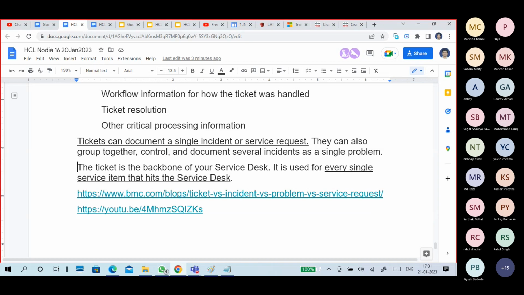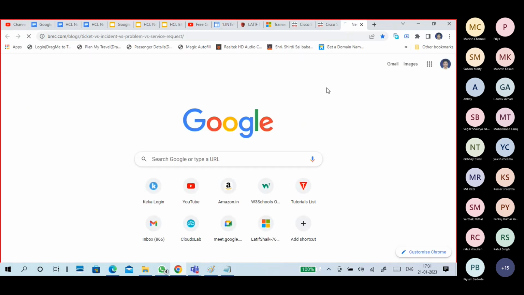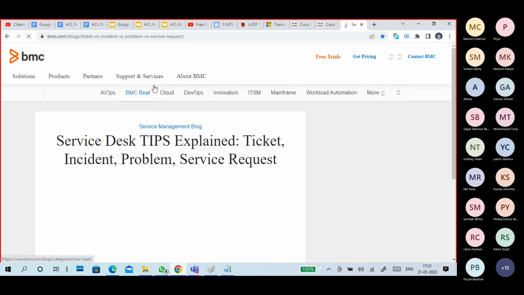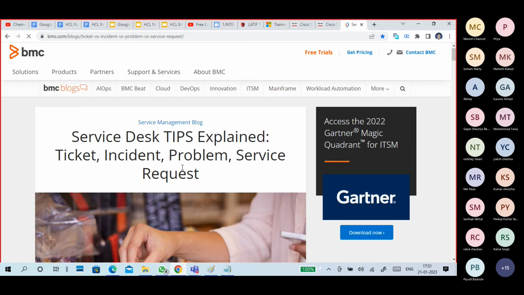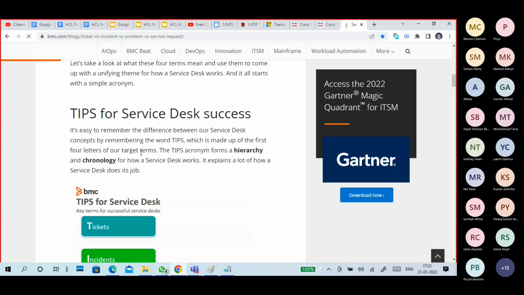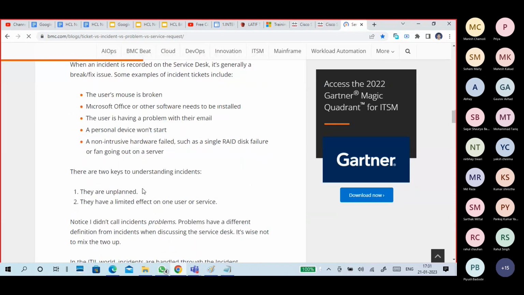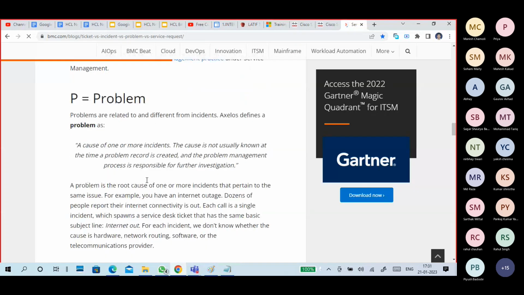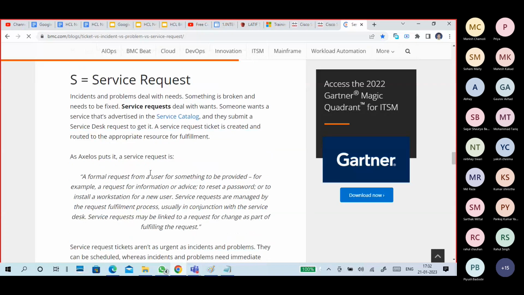Guys, BMC Remedy is one of the very big organizations, and they provide ITSM solutions also, and a lot of solutions are there. I'm talking about ITSM. I already shared this link. It tells you what is a ticket, what is an incident, what is a problem, what is a service request. That's it.